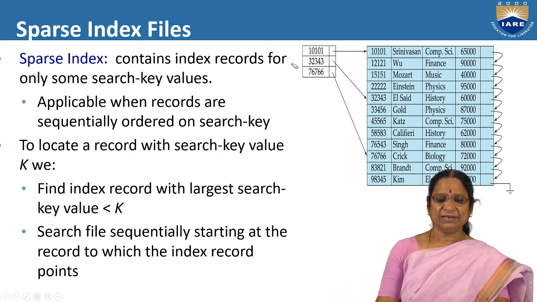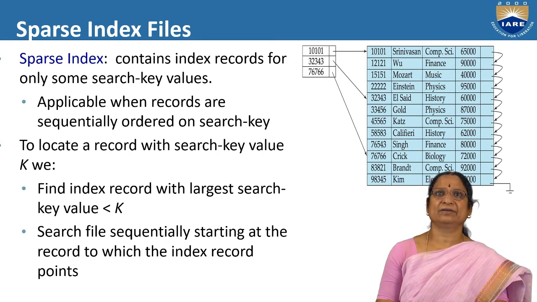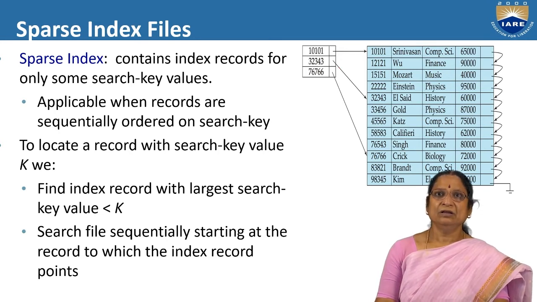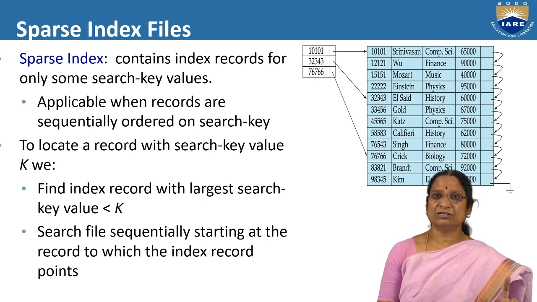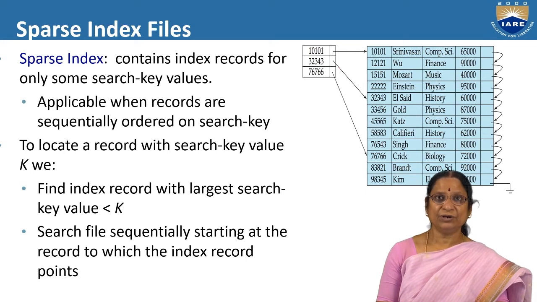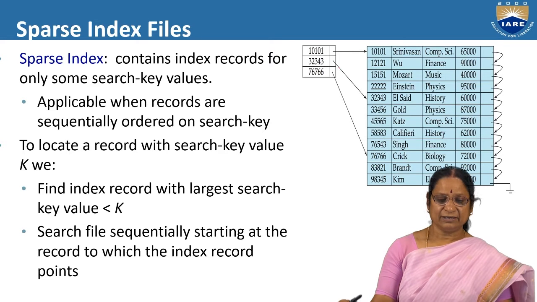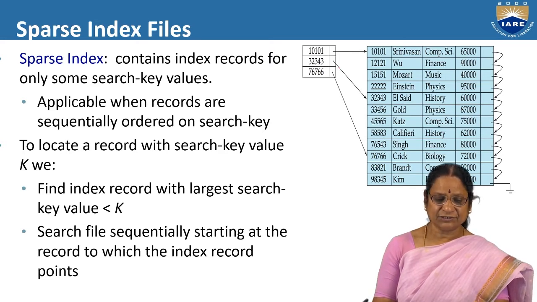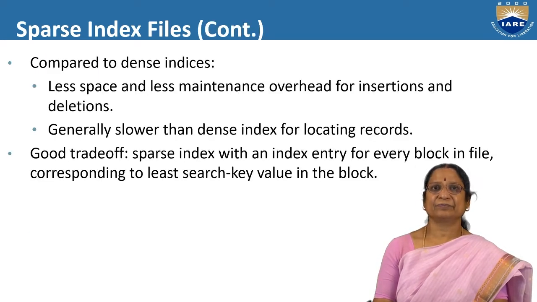This is applicable when the records are sequentially ordered on a search key value. But remember, the records must be ordered sequentially on the search key. To locate a record with a search key value k, find the index record with the largest search key value which is less than k, then search the file sequentially starting at the record to which the index record is pointing.